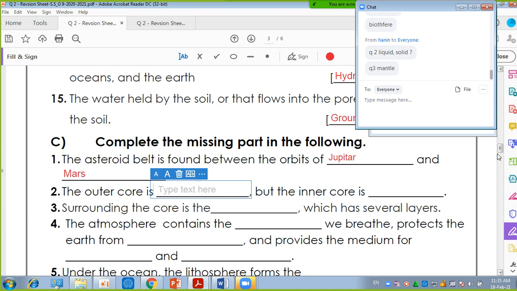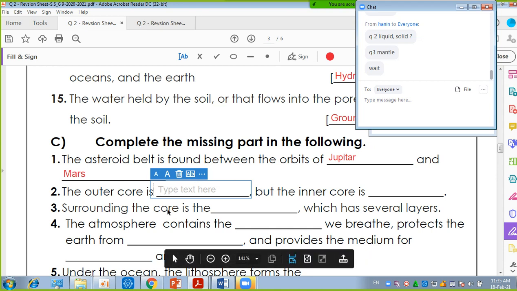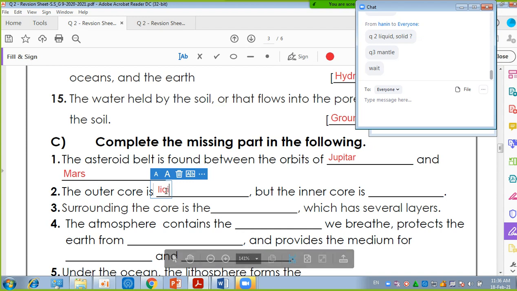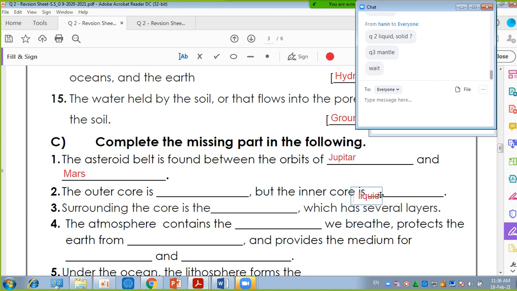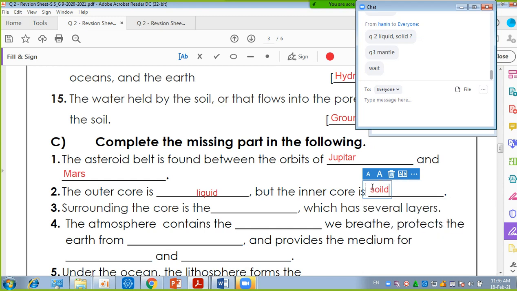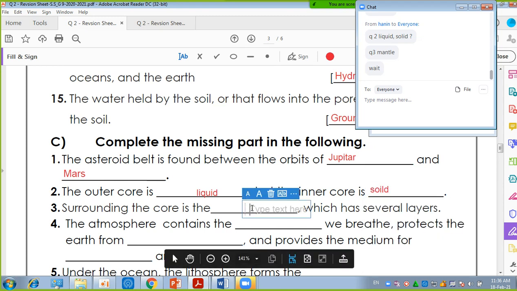Question 2. Haneen, I said 2 only. The outer core is called... The outer core is liquid. That's right. But the inner core is solid. That's right. It's solid. Thank you, Haneen.